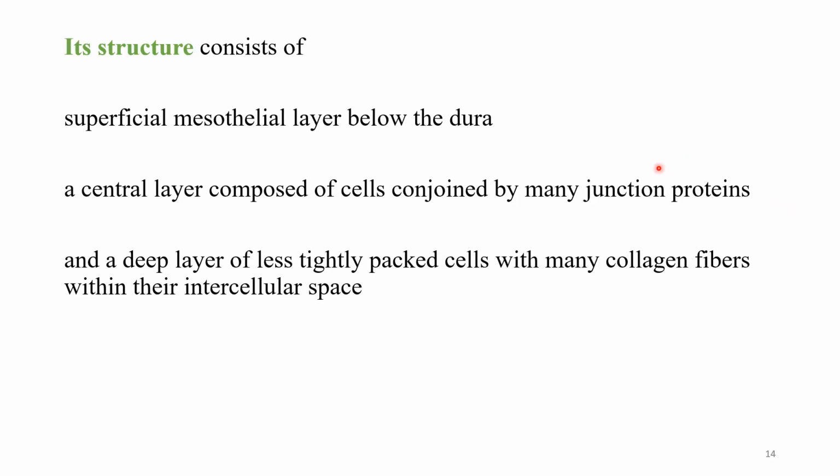Its structure consists of a superficial mesothelial layer below the dura mater and a central layer composed of cells which are joined by many junctional proteins, and a deep layer of less tightly packed cells with many collagen fibers within their intracellular space. So dura mater is having two layers. Here arachnoid mater is having three layers. What are they? Superficial mesothelial layer. Central layer has many cells. They are tightly attached by junctional proteins. And a deep layer has less tightly packed cells, but we have many collagen fibers in between the cells.